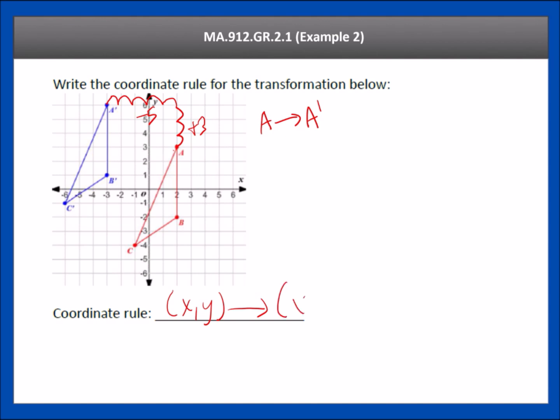So left 5 means you take away from x, right? So you take the x coordinate and you move to the left. That's in this direction. So that's -5. And then you're going to move up, right? So up is plus. So you're going to add that to the y. So left 5, up 3. All right, and that's your coordinate rule. Move everything to the left 5, move everything up 3.